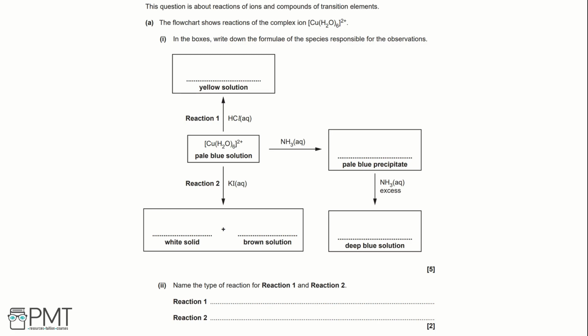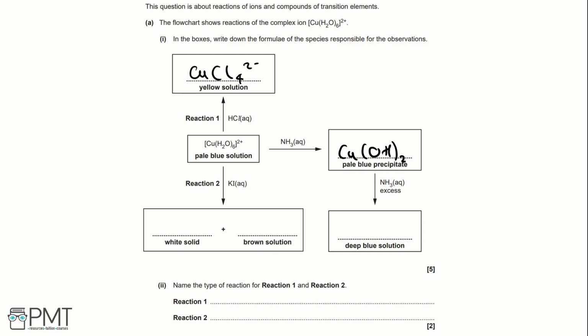This question requires you to know the colours of transition metals. This is something you need to know. It's recall in the exams and it can come up quite a lot. So if we work around the flowchart, the yellow solution would be CuCl4 2-. The pale blue precipitate is Cu(OH)2.